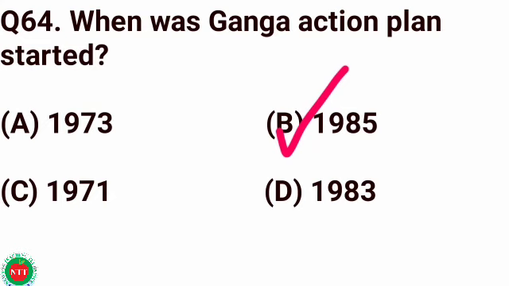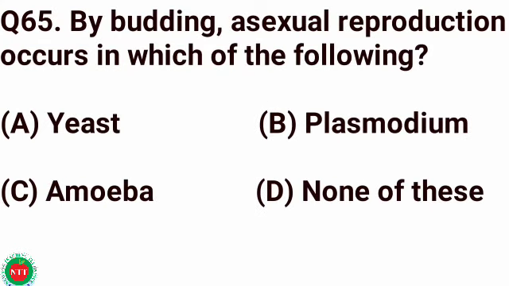Question 65. By budding, asexual reproduction occurs in which of the following? Yeast, Plasmodium, amoeba, none of these. A. Yeast.